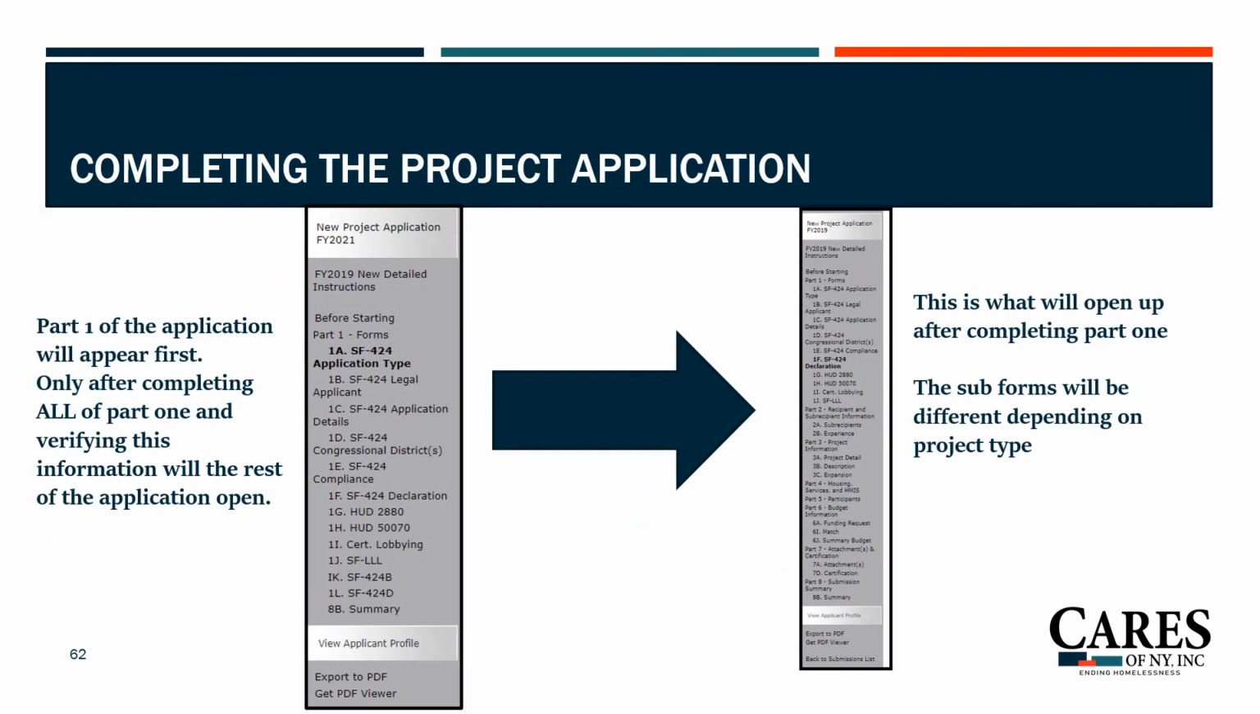To complete the application, you will need to fill out a total of 8 parts. We just reviewed how to complete Part 1 of the process in ESNAPS. Only after completing all of Part 1 will the rest of the application open up. We've pictured for you here the progression of your left-hand side gray bar from when it only shows Part 1 of the application to showing the rest of the application once Part 1 has been completed.